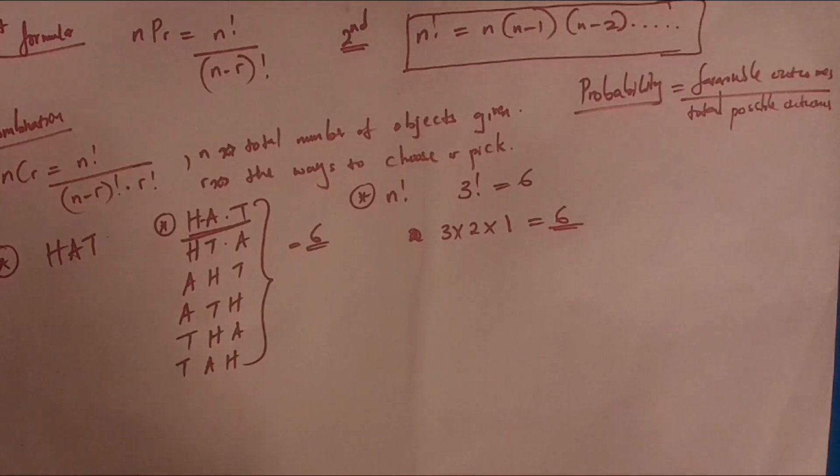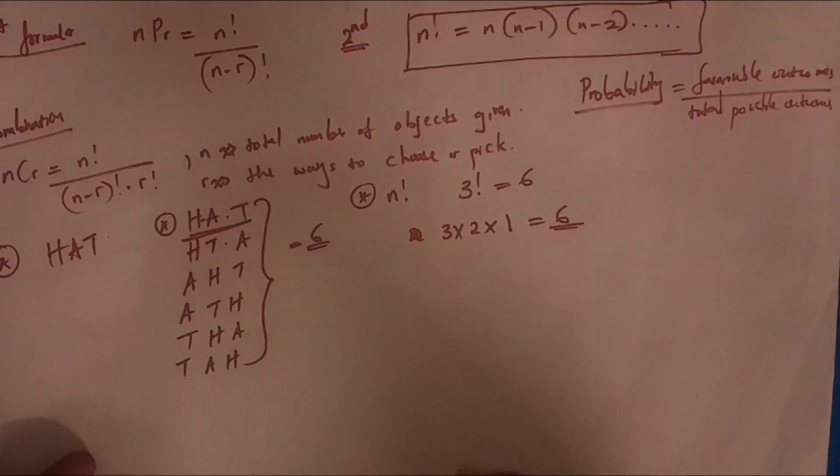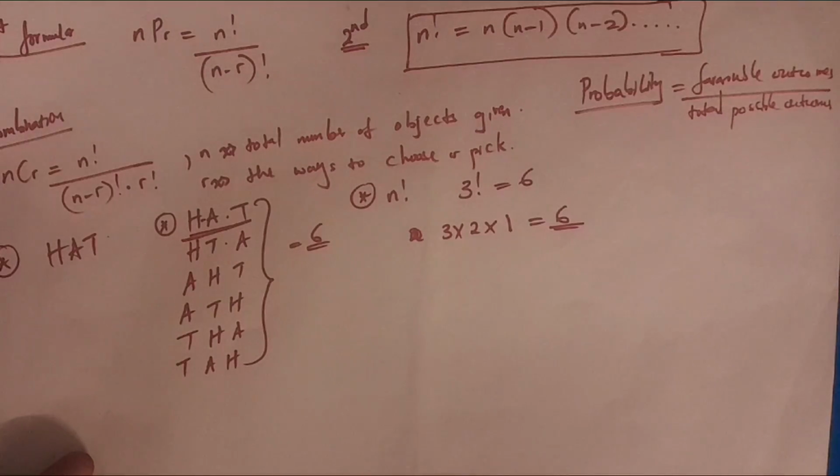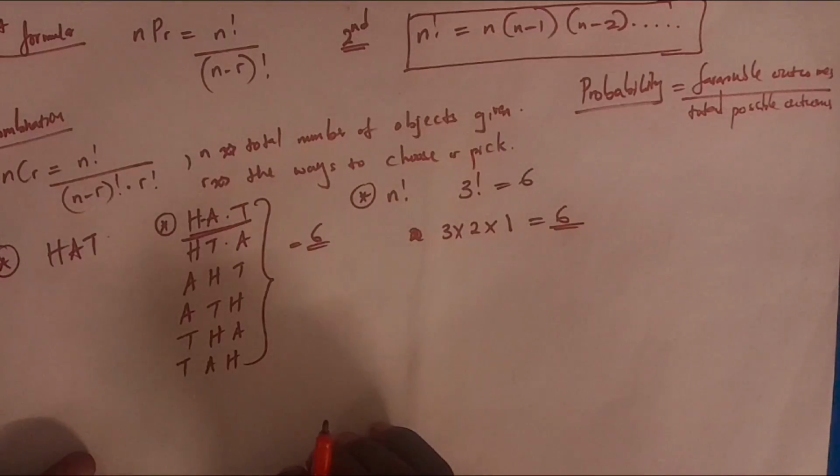So even if it's 5 factorial, we start from 5 times 4 times 3 times 2 times 1. It ends at 1, we don't go to 0. So it only starts from the given number, going down up to 1. So this is how we find the permutations.